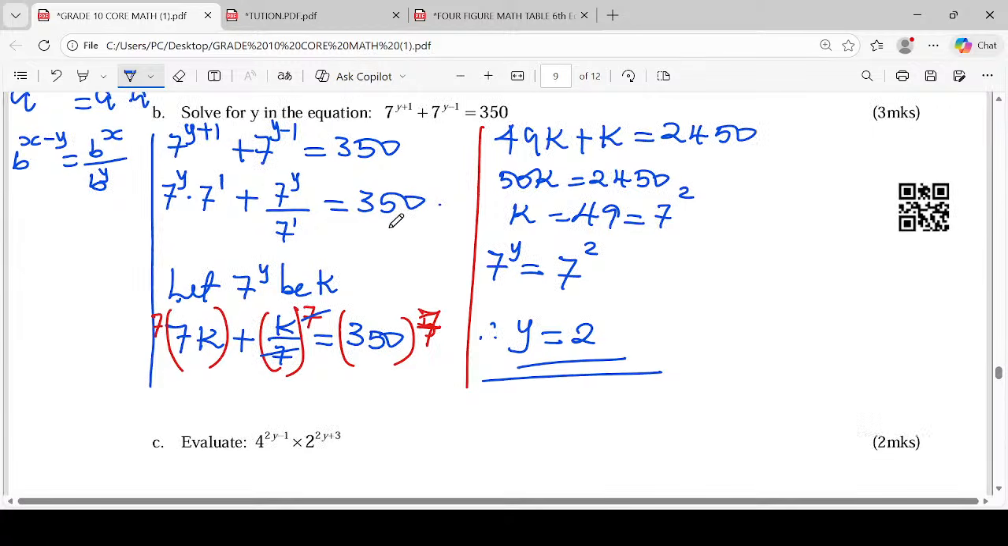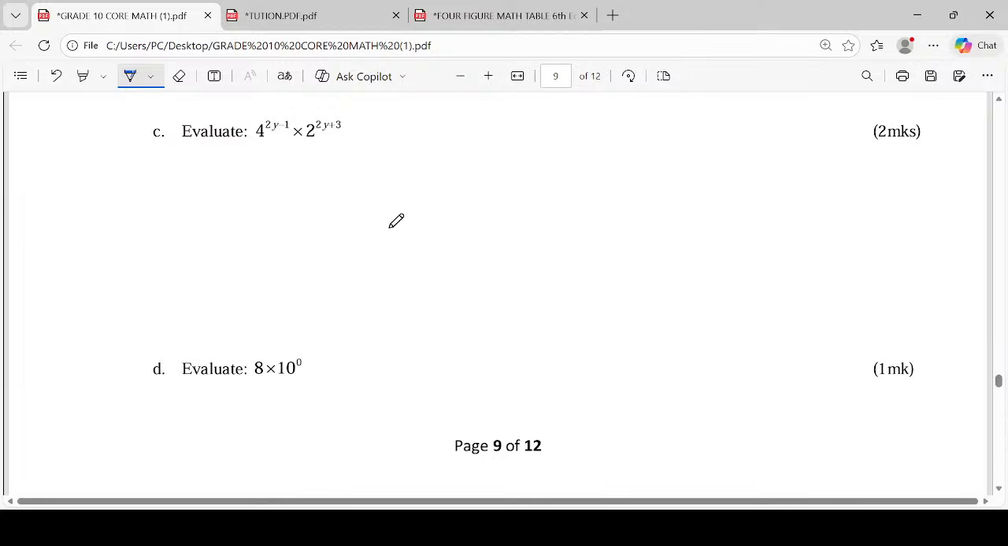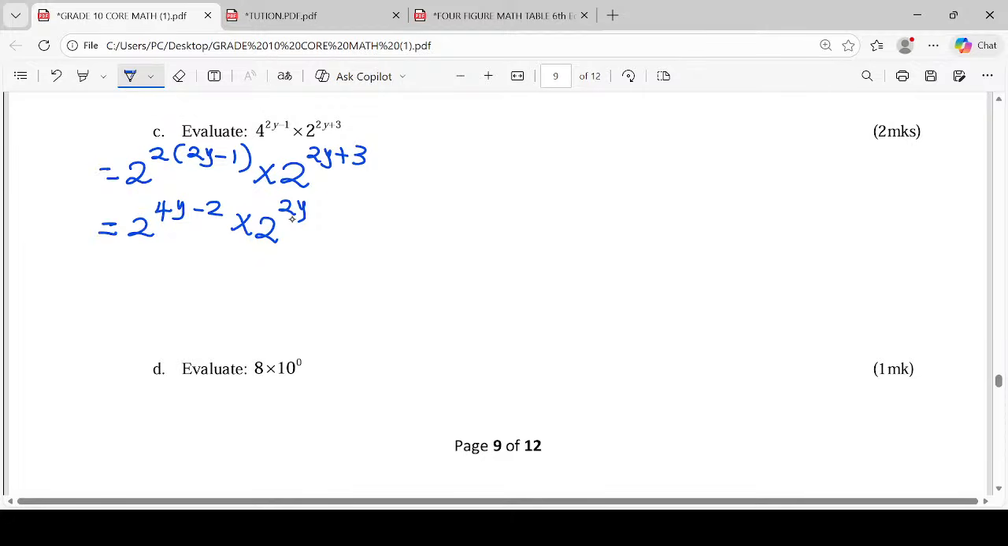Let's look at part C of our discussion tonight. We are being told in part C, evaluate 4 raised to power 2y minus 1 times 2 raised to power 2y plus 3. Remember, 4 can be expressed to base 2 by saying this is like saying 2 power 2 into 2y minus 1, being multiplied by 2 raised to power 2y plus 3. Upon opening the brackets, this will become 2 power 4y minus 2 being multiplied by 2 power 2y plus 3.